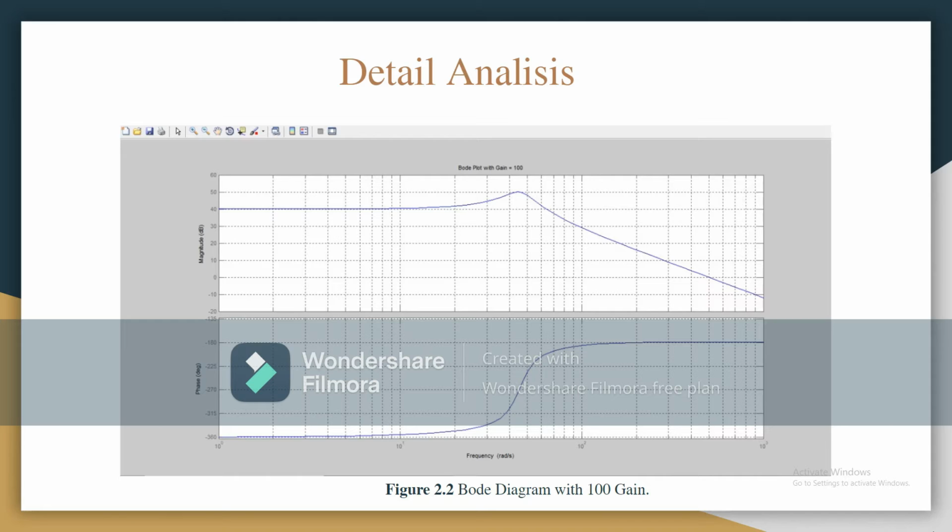And to finish off, for the detailed analysis, we have the plot with a gain of 100. As you can see, the magnitude is on the top, and on the bottom, the degrees, with its proper shape and its frequency in rads per second.